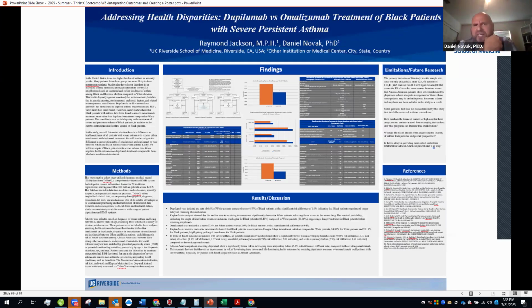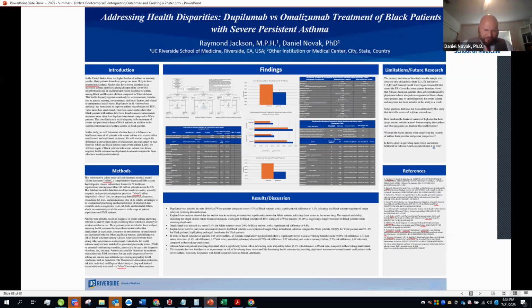Dupilumab is a newer drug. It's not replacing, but it's a newer version than omalizumab. And it has fewer side effects and better efficacy, according to existing clinical research and clinical data on that. However, it's difficult to assess whether any of this makes a difference for patients, whether there are worse outcomes for Black patients because they're not getting this. So I think Raymond did a really good job of developing a 3-chambered analysis here.